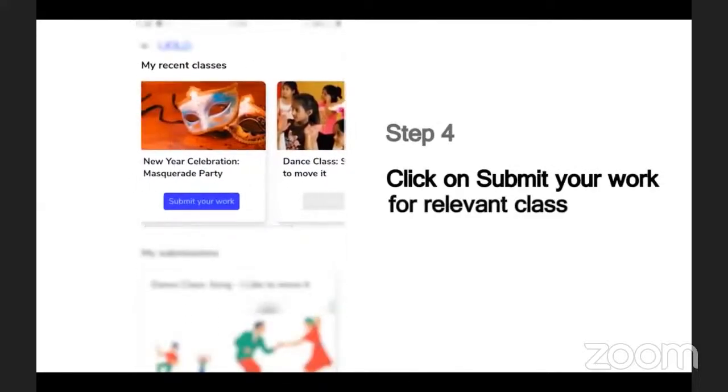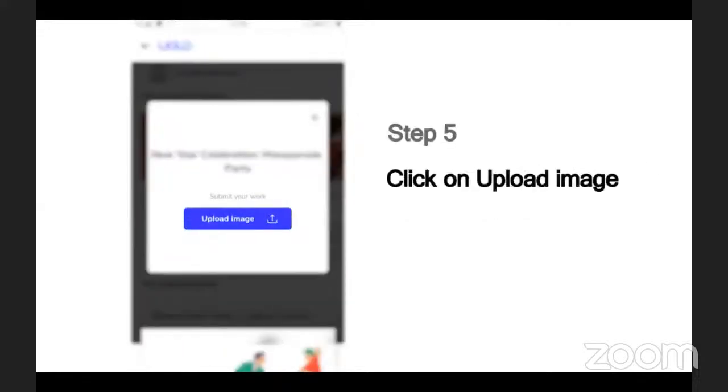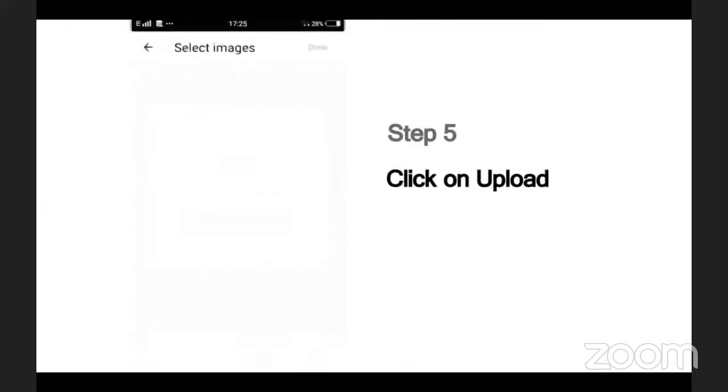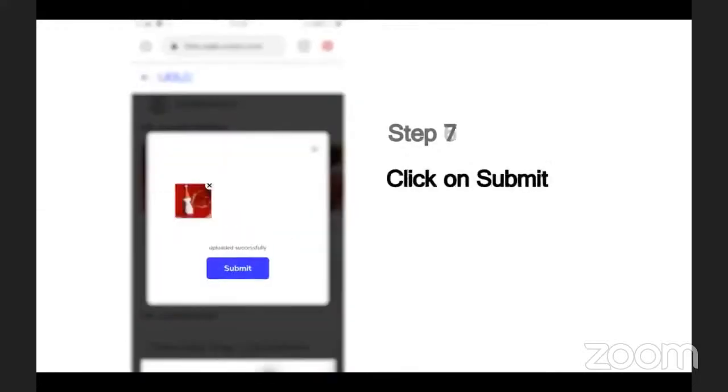For example, if you've attended the New Year's Masquerade Party session and you'd like to make the submission for this class, click on the Submit Your Work button below that. And then upload the photo you've taken. Choose the image from your phone and click Submit.